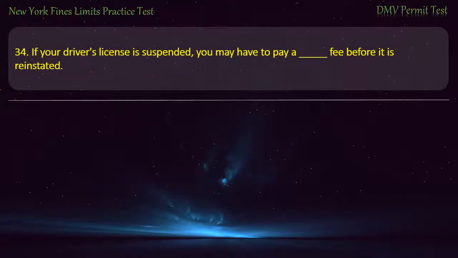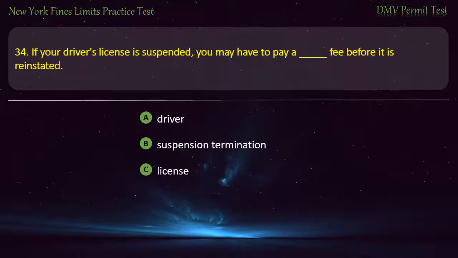Question 34. If your driver's license is suspended, you may have to pay a fee before it is reinstated. Driver suspension termination, license reissue. Answer: Suspension termination.